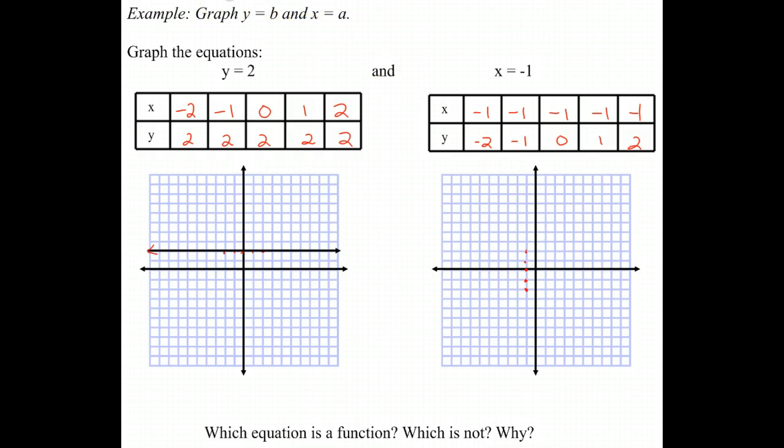You quickly realize that this is not going to be a horizontal line, as our first one was, but rather a vertical line. So I'm going to take my line, let's move it over. You should make sure that you have an arrow on the end of it. So let me just write that arrow in up here. Okay, and then the question is, which equation is a function, which is not, and why not?